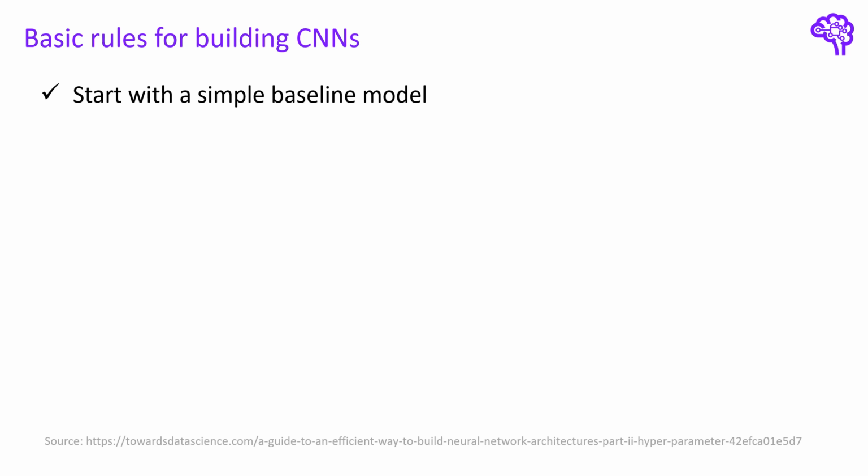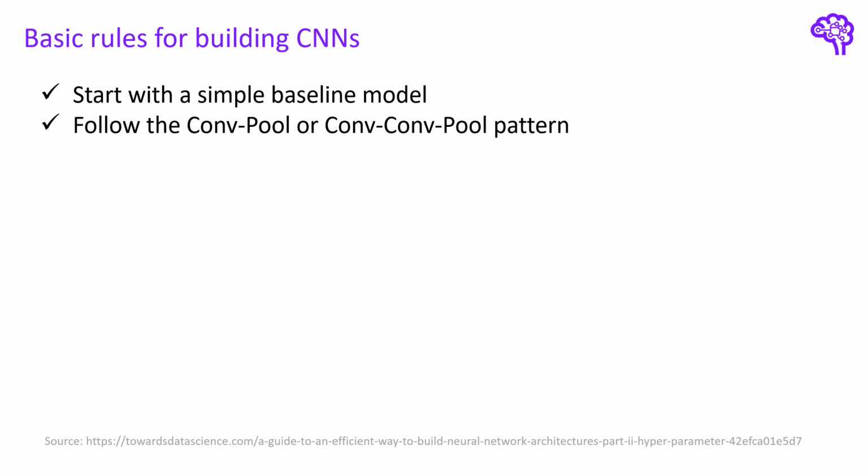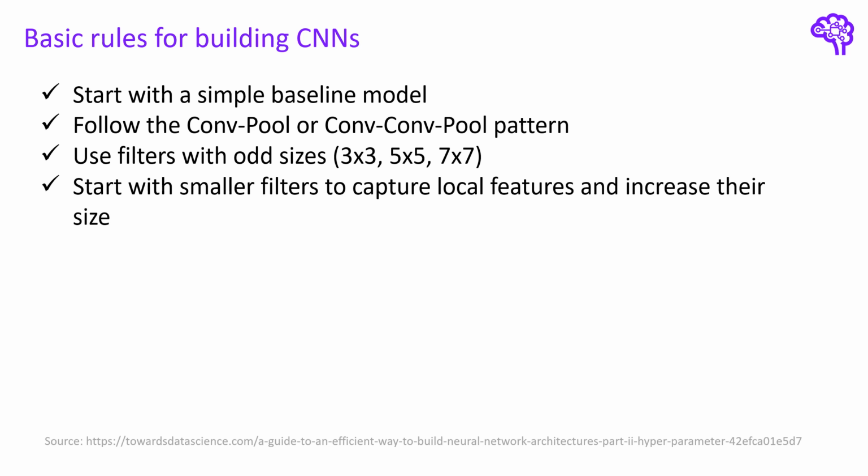For this, you can follow one of the two common patterns, either stacking pairs of conv layer and pooling layer, or stacking 2 conv layers and 1 pooling layer. For the filters, select odd sizes such as 3 by 3. The reason for this is that these shapes always have a centered pixel that preserves the location of the activation after filtering. Start with smaller filters to capture local features such as edges, and optionally increase the size in the higher layers of the network.